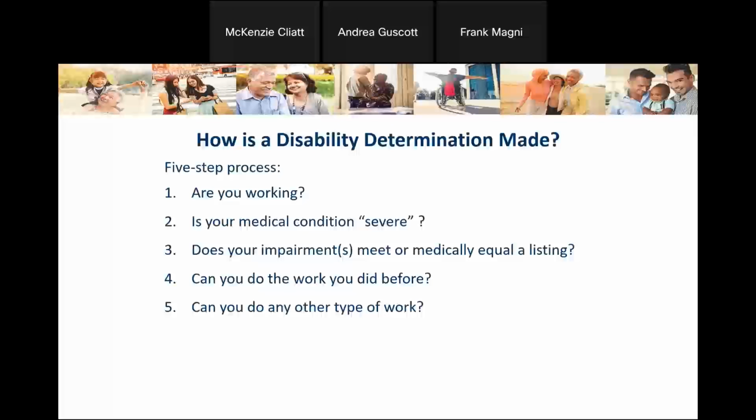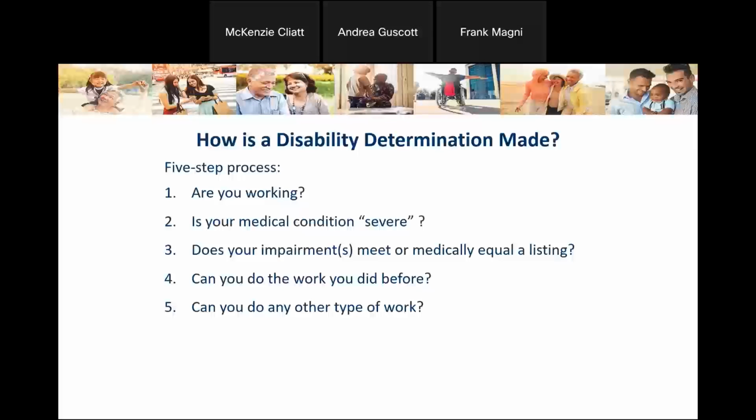If the severity of your medical condition meets or equals the severity of the listed impairments, the state agency will decide that you have a qualifying disability. If the severity of your condition doesn't meet or equal the severity level that's listed under the impairment, the state agency goes to step 4, and that is, can you do the work you did before? At this step, we decide if your medical impairment prevents you from performing any of your past work. If it doesn't, we'll decide you don't have a qualifying disability. If it does, we'll proceed to step 5.